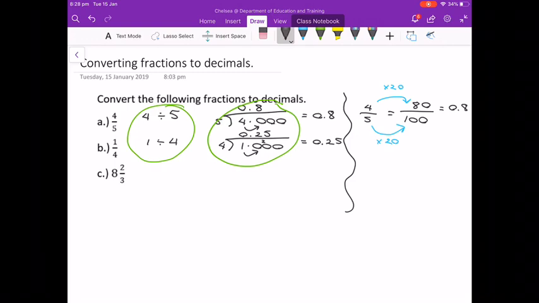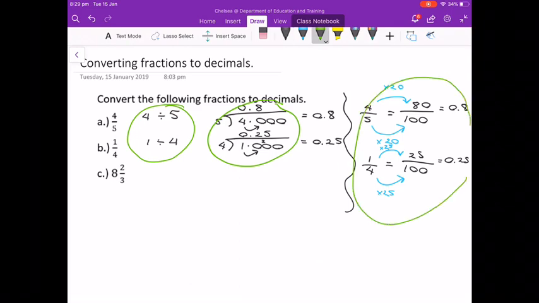I'll demonstrate again. We have 1/4. Remember, we want to get it to 100. How many 4s in 100? We have 25. What we do to the bottom, we must do to the top. And 25 over 100 is 0.25. Now that strategy will only work if the denominator goes into 100.